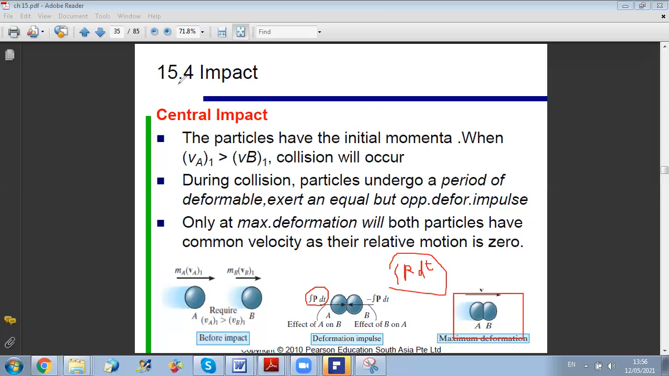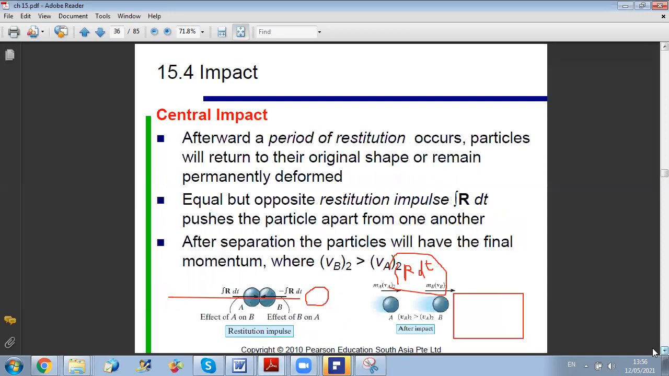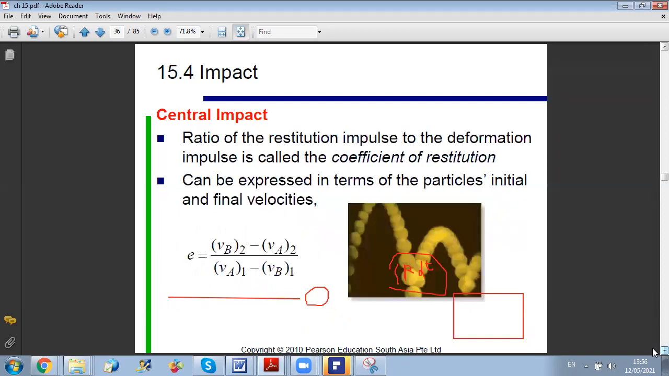Now بالcentral impact بما انه هون بهذا الاكزامبل velocities كانوا along the line joining centers يعني we can expect انه final velocities will be along the same line. Okay. While in case we have inclined velocities with respect to the center line then بنسميه oblique impact. Okay.